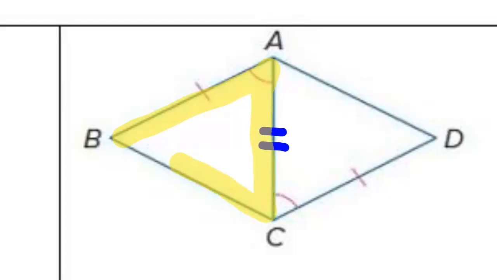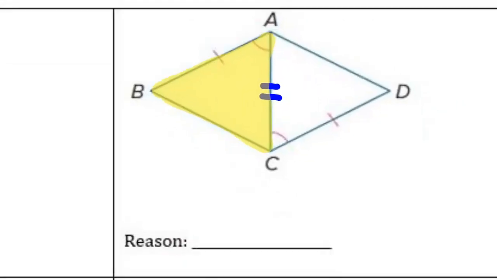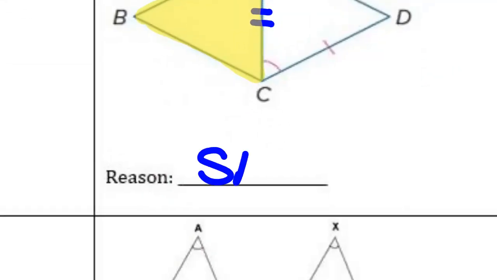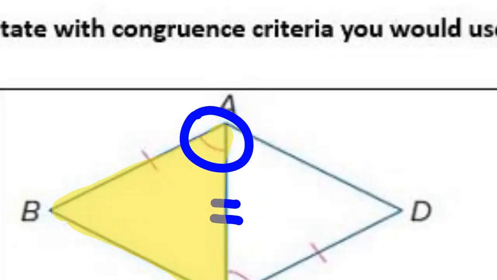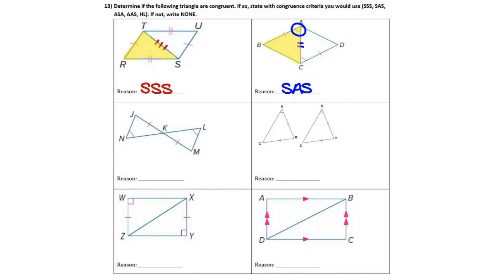Looking at just one of these two triangles, what do we have marked up here? Side, angle, side. We have two sides and the angle that is in between those sides. This is in between my two marked sides.